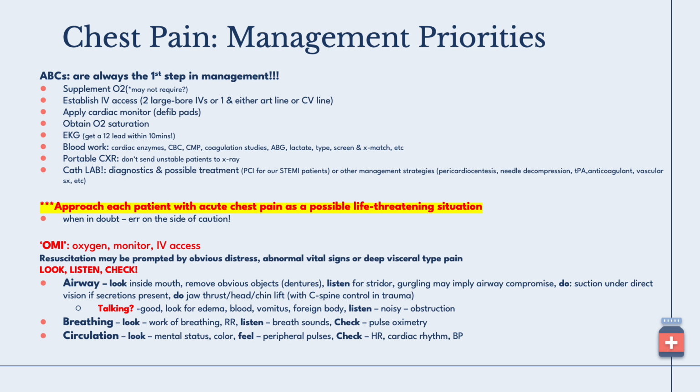Is our patient talking? Talking is a really good sign, but make sure you're looking for any signs of edema or blood or vomit or foreign body. Listen. So you're listening for any noise, which could mean obstruction. We want our patient to be able to protect that airway. And if we have worry that our patient's not protecting the airway, a definitive airway may be required at this point.